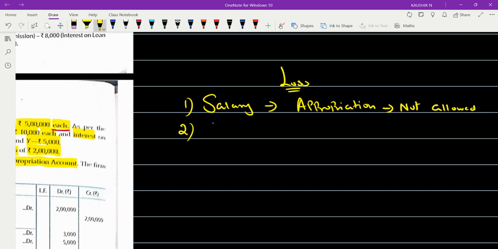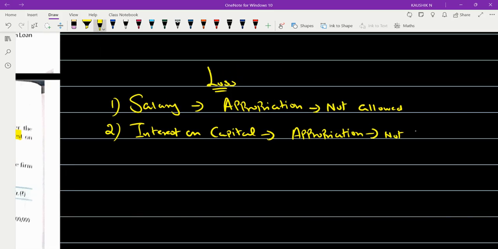Second, interest on capital: is it a charge or appropriation? Appropriation. When there is a loss, even this is not allowed.